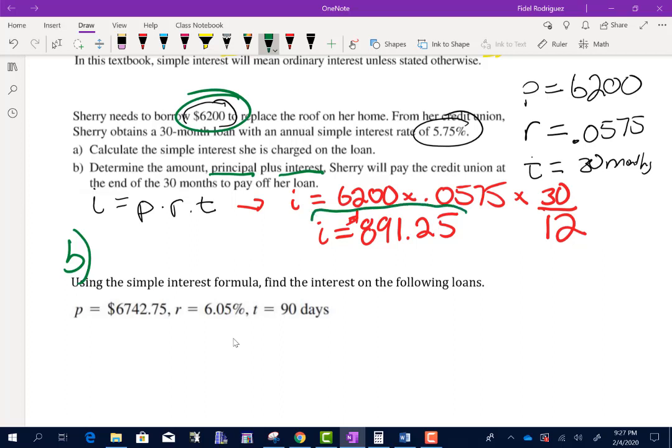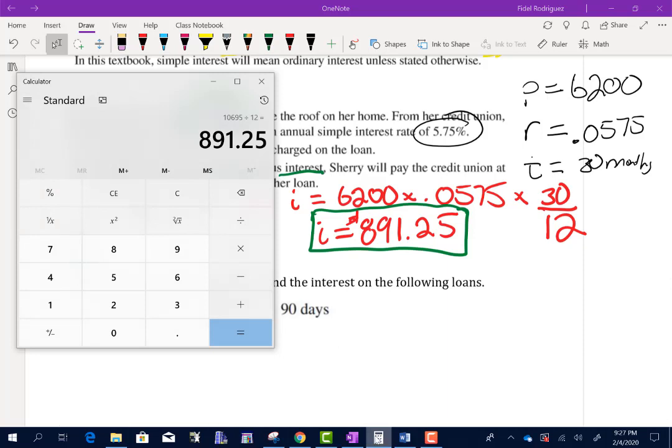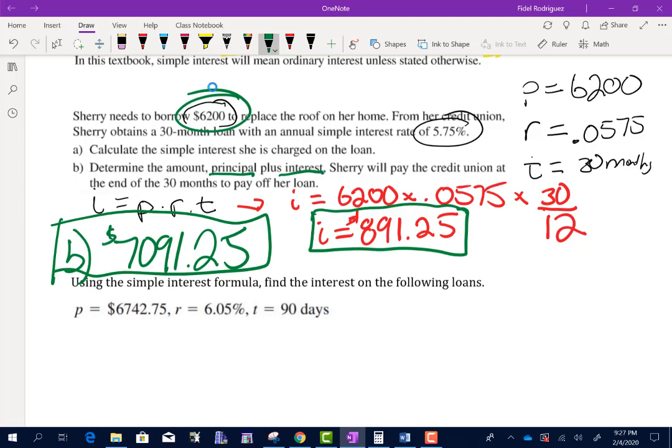The bank is charging her $891.25 simply for the reason that they lent her that money. So now we need to add those numbers in. So let's add them up. So now I'm just going to add my 6,200 equals, okay, so my total is $7,091.25. This is her total amount, okay?